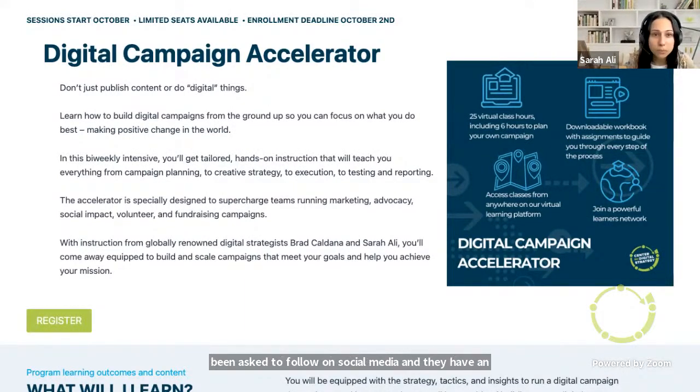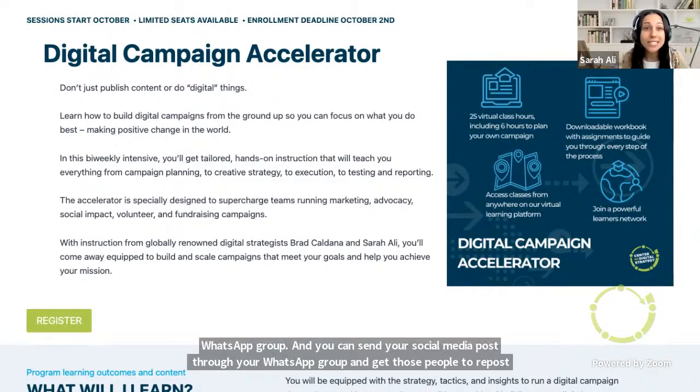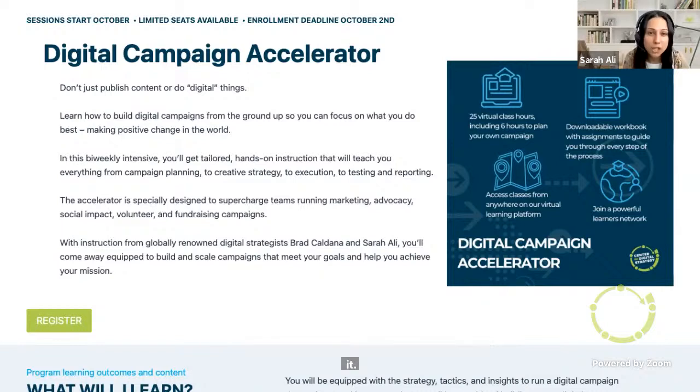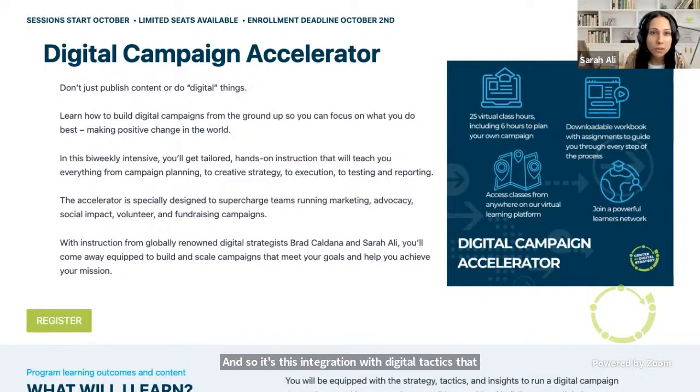Another thing that is incredibly effective for offline organizing are things like WhatsApp groups. And you can send your social media post through your WhatsApp group and get those people to repost it. And so it's this integration with digital tactics that scales and deepens the relationships that our offline organizers and our field organizers are already building.